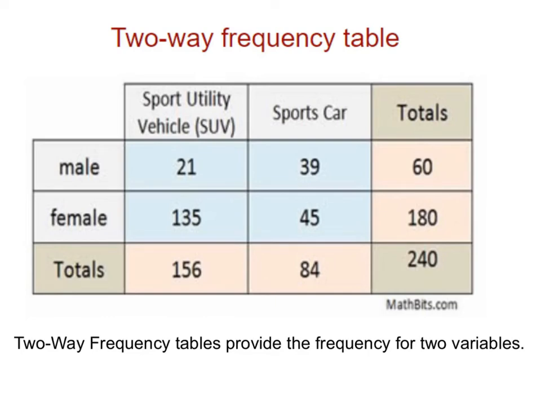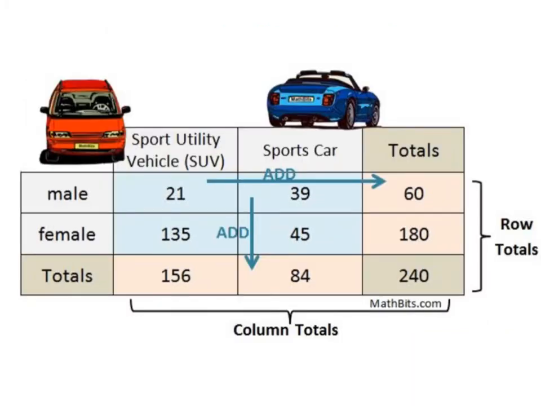In this video, you'll learn about two-way frequency tables. Essentially, a two-way frequency table is a table that provides the frequency for two variables. So for example, the two variables we have here are whether you're male or female and what type of car you drive, whether it's an SUV or a sports car.